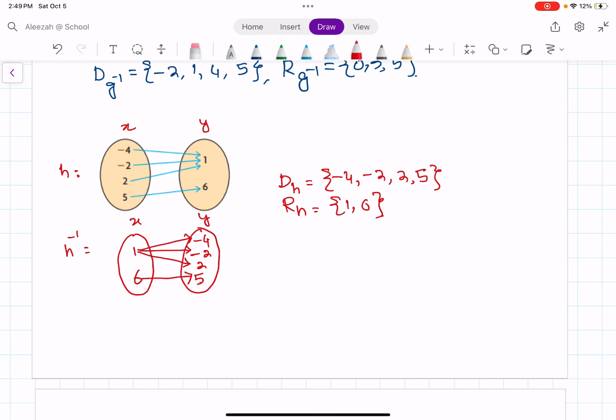Here you can see that the x value, which is 1, goes with many y values. So it means h inverse is not a function. Okay, and similarly for this relation or function, if I have to find h of 2, so h of 2 will be 1, right? Similarly, h of 5 equals 6.